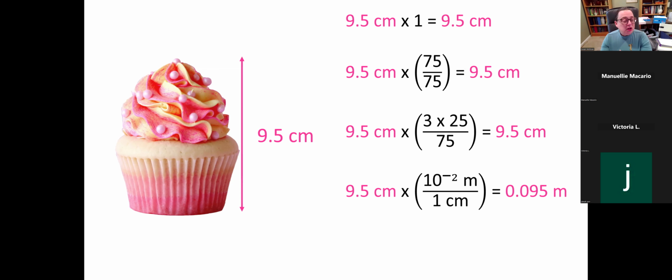Okay? The numbers in our metric conversions are from definitions, so they are exact numbers. They have infinite significant figures.